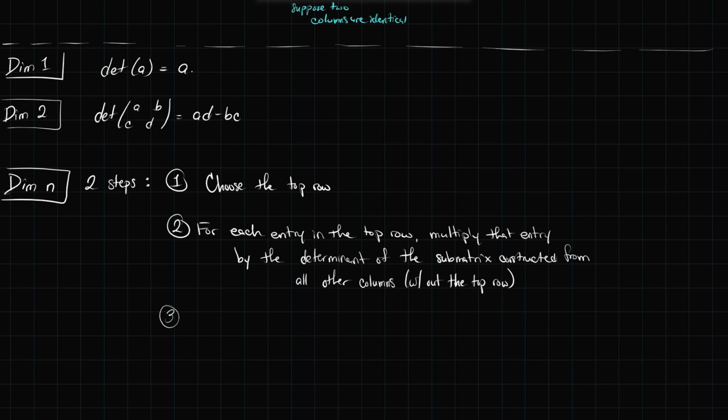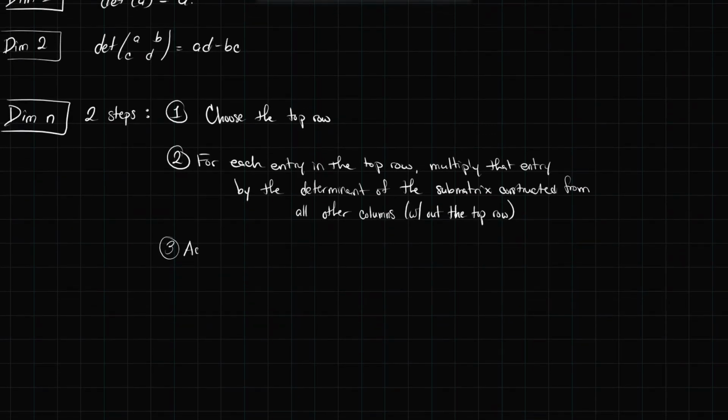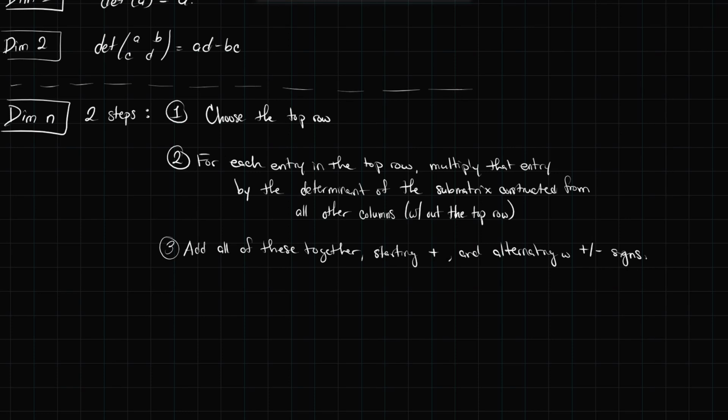In step three, you add all of these together, starting positive and alternating with positive minus signs. Okay, well, that's really abstract and strange. What do you mean by that?